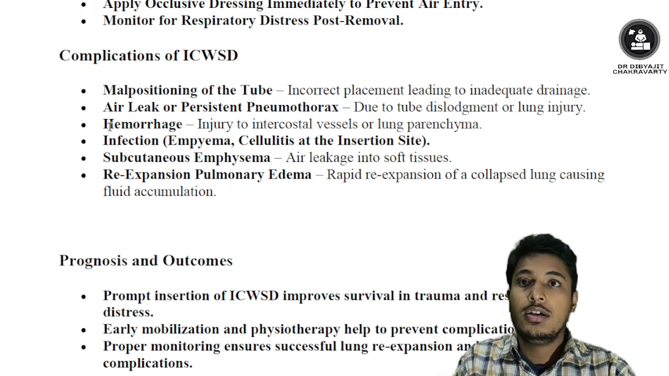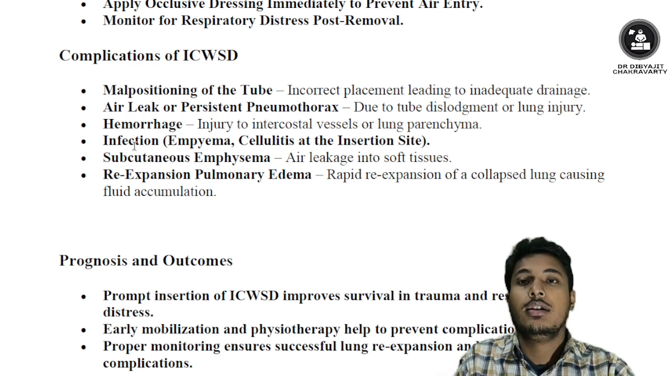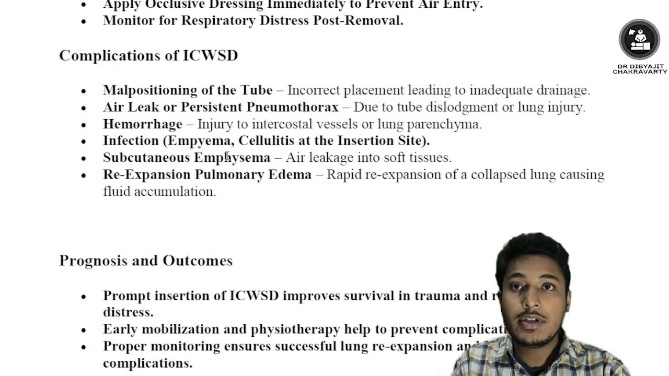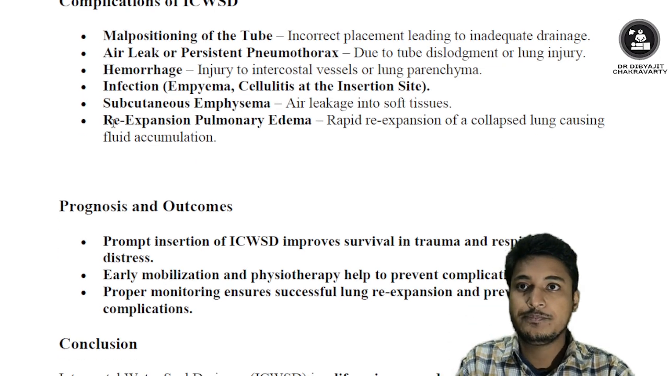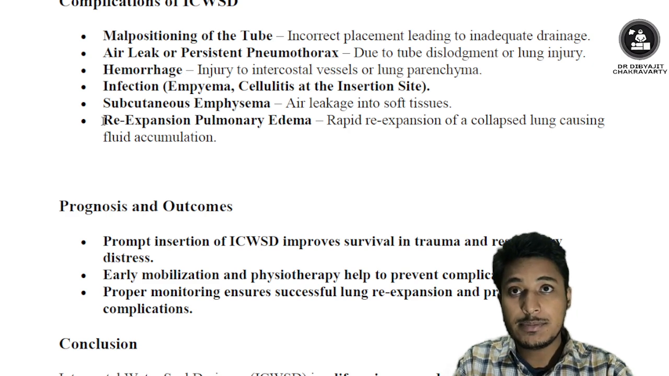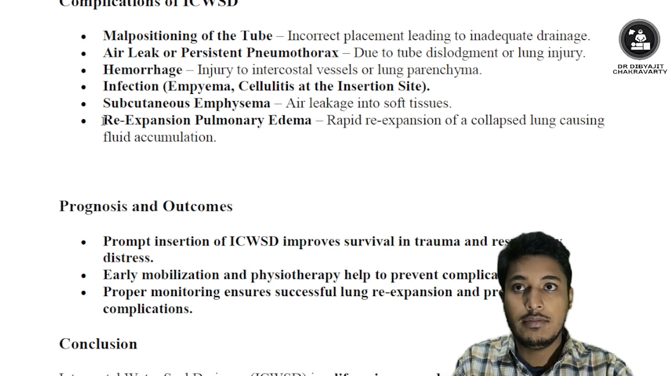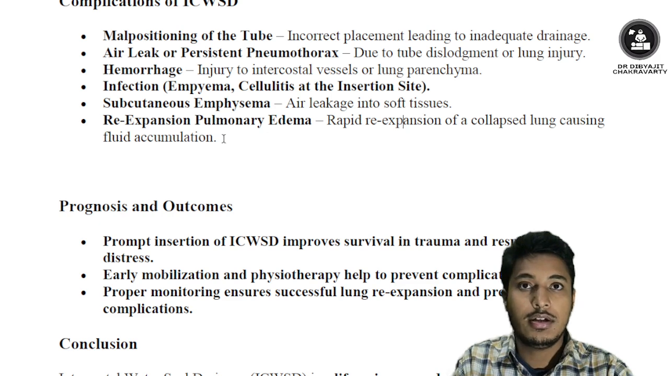Hemorrhage: there may be injury to the intercostal vessels or lung parenchyma, which may lead to intractable hemorrhage. There may be infection like empyema, or cellulitis of the insertion site. There may be subcutaneous emphysema, that is air leakage into the soft tissue planes of the chest wall. If the fluid is drained rapidly, there may be rapid expansion of the chest, that is the lungs, which may further develop re-expansion pulmonary edema. So rapid expansion of the collapsed lung should be avoided.